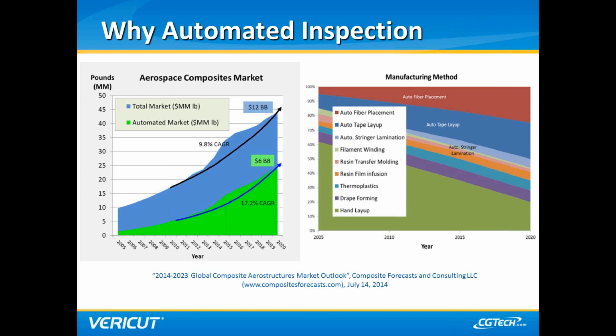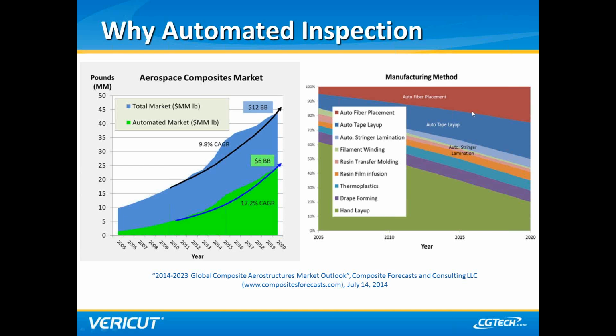And expanding on that a little bit further, if we take a look at the manufacturing methods, in 2005, we see between automated tape layup and automated fiber placement, you had about maybe 15% of the total market being laid up with these techniques. But looking out to 2020, you can see that approximately 50% of the market is expected to be laid up with either AFP or ATL. So there's a significant growth over the next 5 years that we're expected to see in these markets.